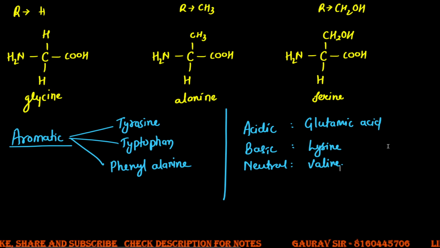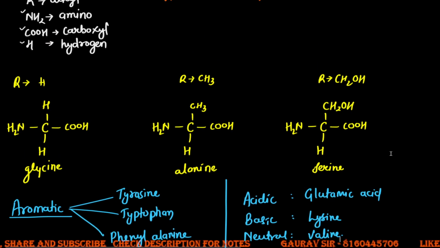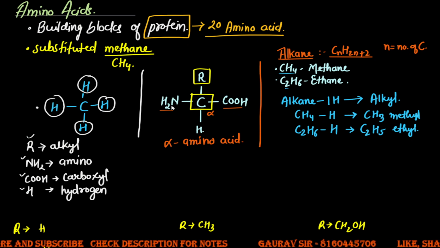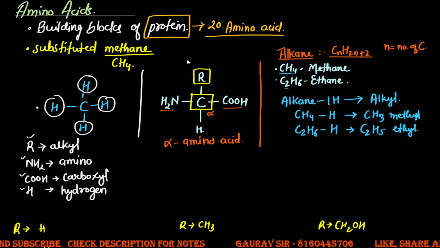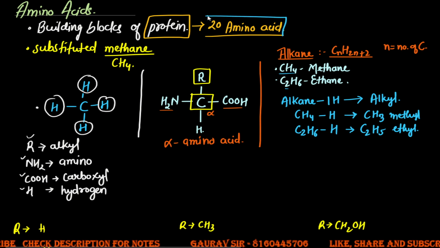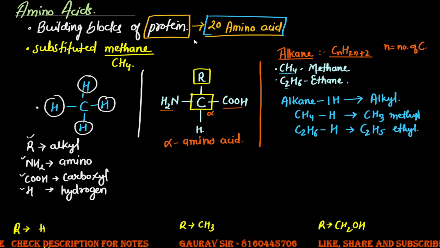Alright, so this is it in this video. We have actually tried to understand how the amino acid is formed and what the different functional groups associated with it are. In the other video, we'll be talking about the formation of the peptide bond. That is, how these 20 different amino acids get together and form a long chain of protein called polypeptide.